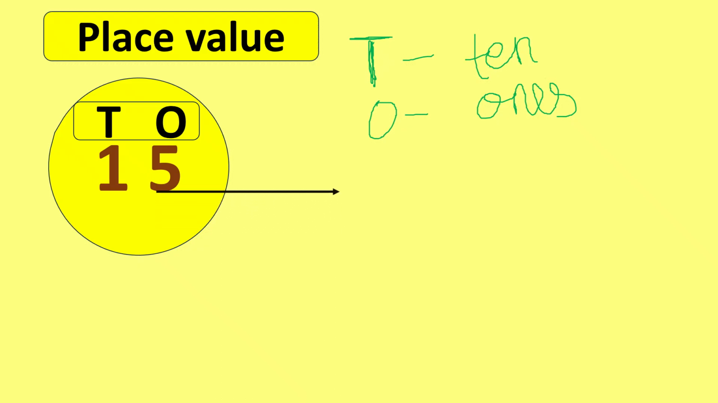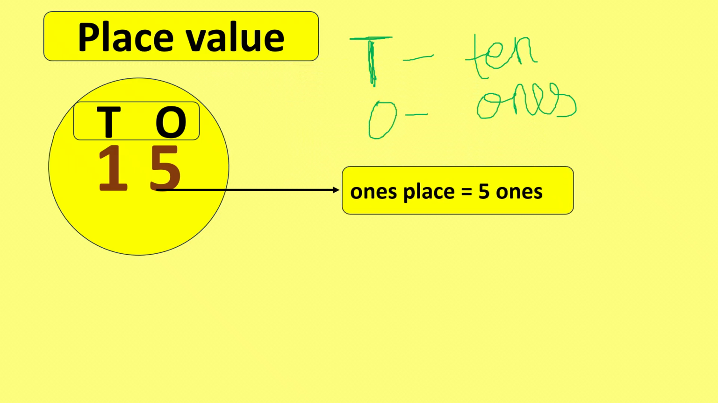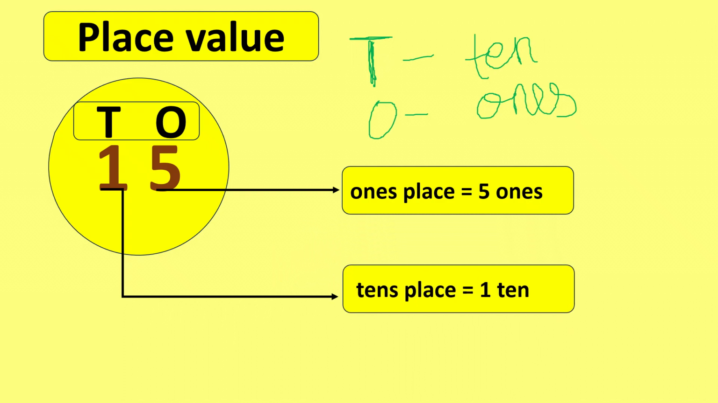So look at here. O stands for ones, so it's easy. When we write TO2 on the head of any number, O stands for ones. So on the ones place, what is the digit here? It's 5 ones. And on the tens place there is 1 ten.